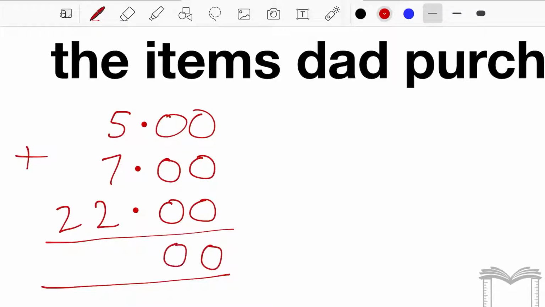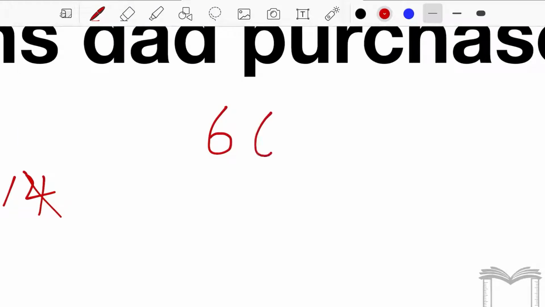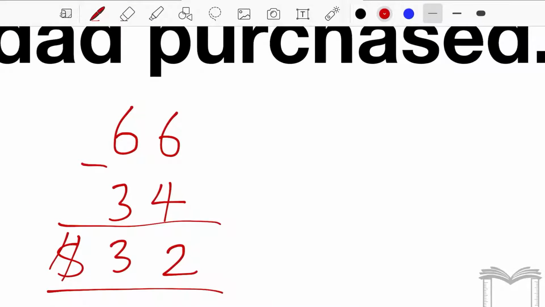So when we add these three, 5 plus 7 is 12, plus 2 is 14. 2 plus 1 is 3. So we know that $34 would be spent on getting at least one of each item. The total amount spent was $66. So if we take away $34, we would know the remaining amount of money that we have to spend. So we have $32 to spend, and with this remaining $32, we can buy any of the items.